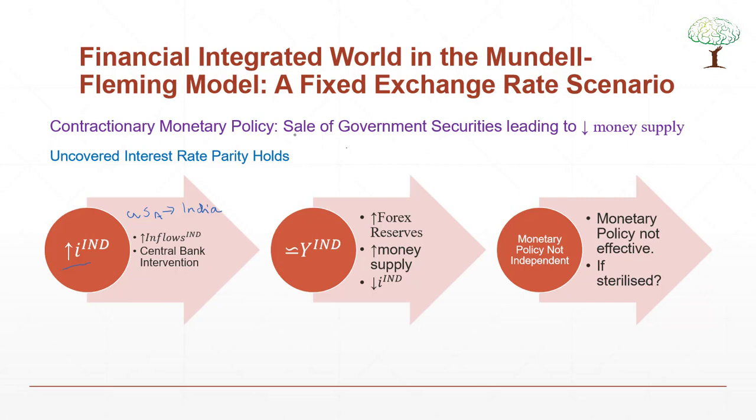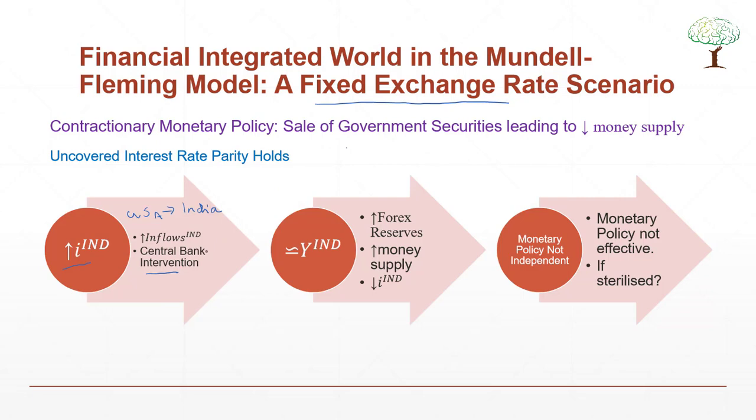Now obviously this is a fixed exchange rate scenario, so the central bank will try to maintain the same exchange rate. Now dollars are flowing into the Indian market and the rupee can appreciate from say 75 to 74 or even more. So the central bank needs to intervene to maintain 75 to a dollar because it is a fixed exchange rate mechanism that is being adopted.